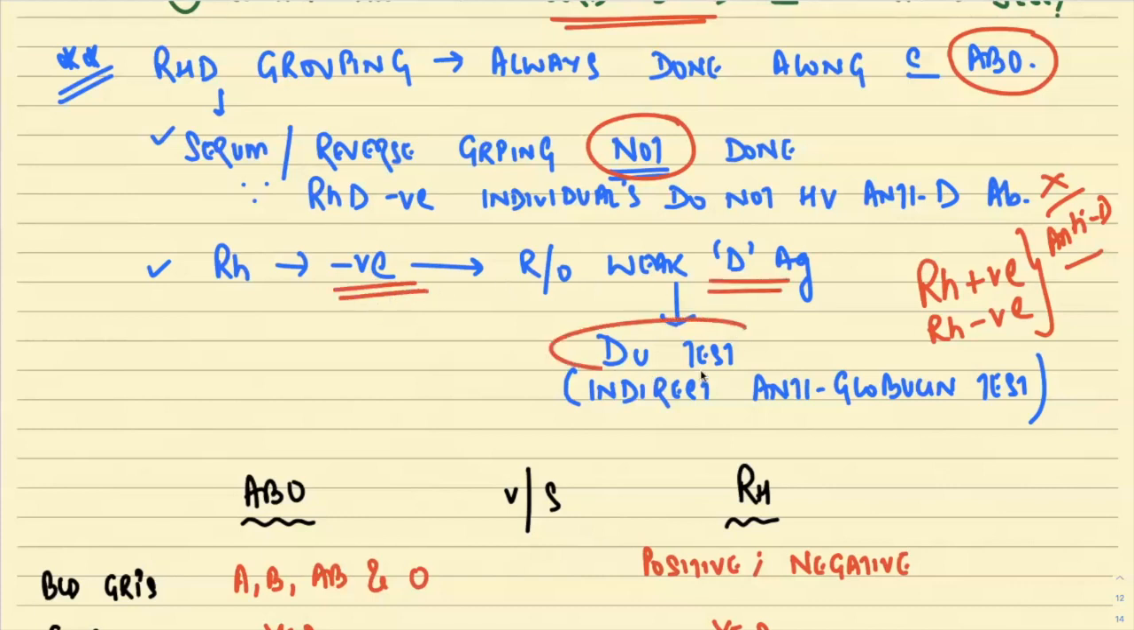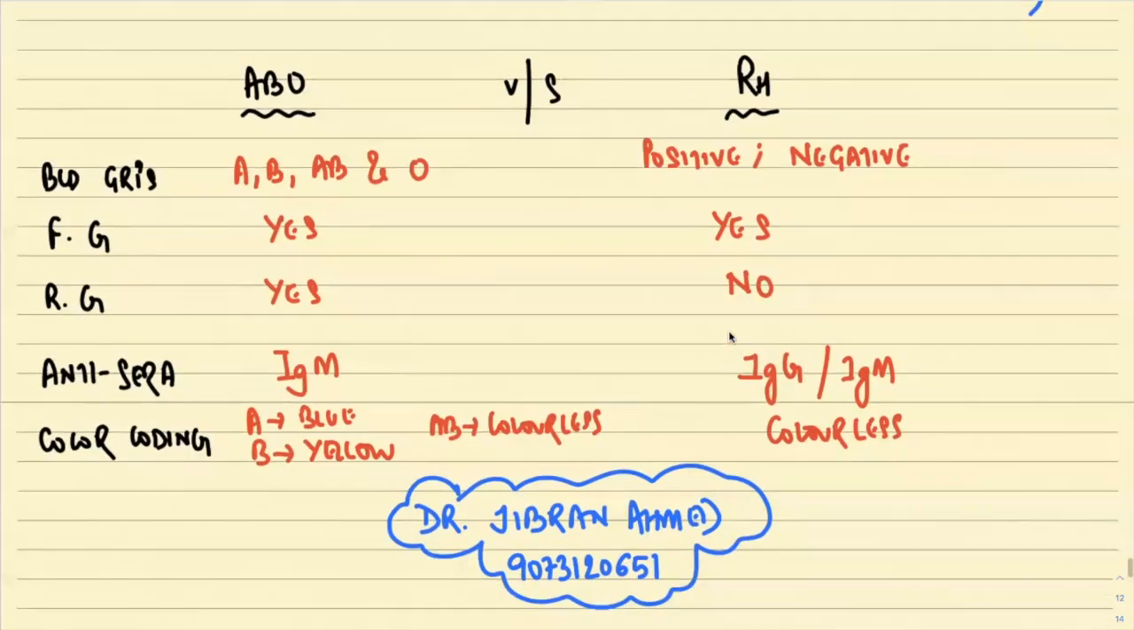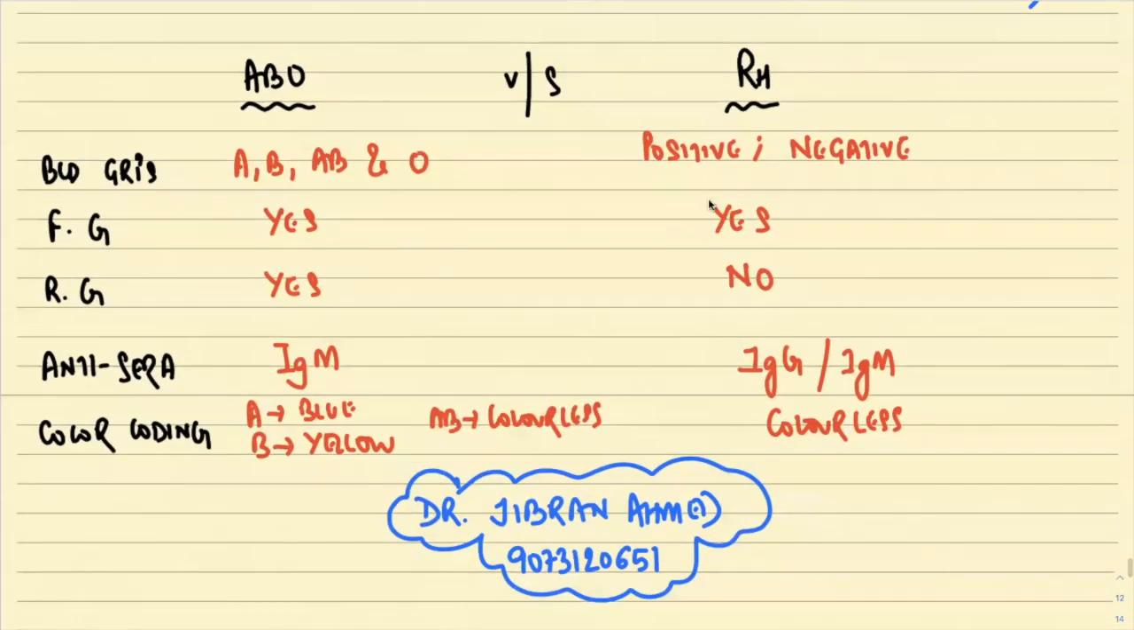Remember, if RH comes out to be negative, I told you, you have to rule out the weak D. So you have to carry out the DU test. This is the last column that we are going to see, the basic difference between them. ABO grouping is A, B, AB, and O, and RH is given as positive, negative. Forward grouping is available for both, whereas reverse grouping is only available for ABO, not for RH. The anti-sera that we are using to carry out the ABO grouping is containing IgM. Over here, we use either IgG or IgM. And the color coding, if you see, A is blue, B is yellow, AB is colorless. Whereas again, over here, the RH grouping is also colorless in nature.